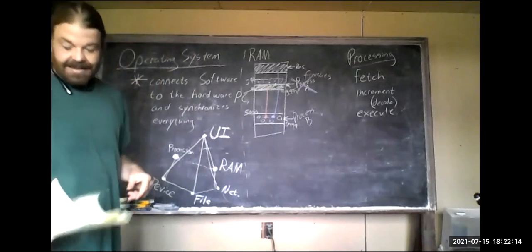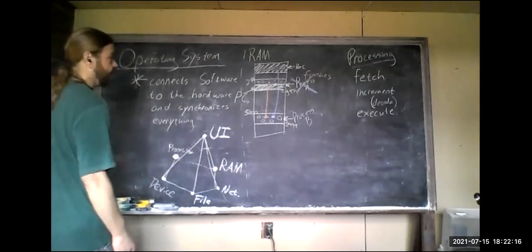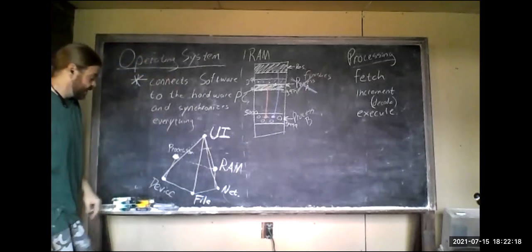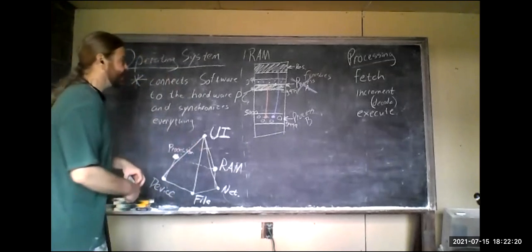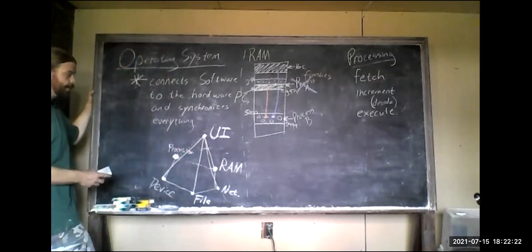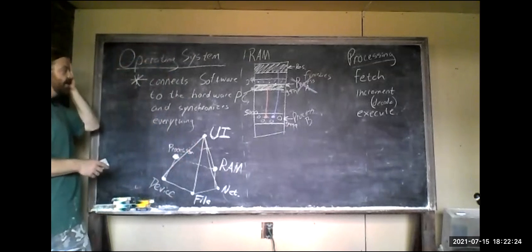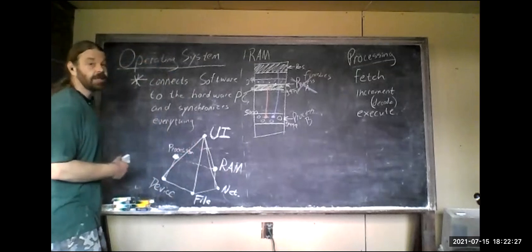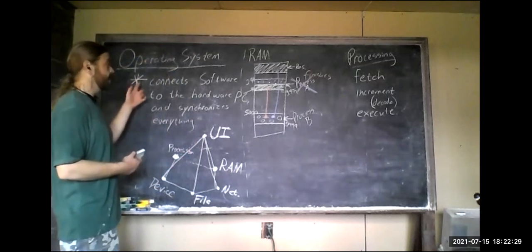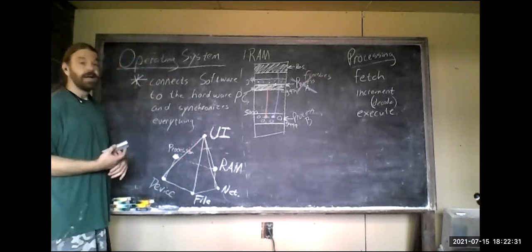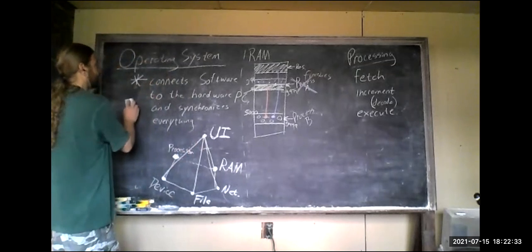The next one I can draw is sort of one big picture. Is it okay if I erase this half over here? The picture I tried to draw there didn't come out very well anyway. But yeah, just the broad summary of what an operating system is: it's what connects the software to the hardware and synchronizes everything.